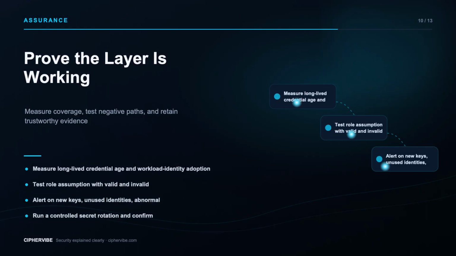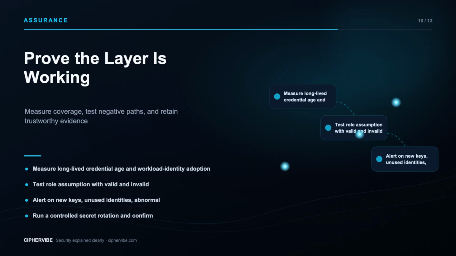A configuration screen is not assurance. Collect evidence that the intended control applies to the correct scope and that violations become visible. First, measure long-lived credential age and workload identity adoption. Second, test role assumption with valid and invalid claims. Third, alert on new keys, unused identities, abnormal use, and permission expansion.